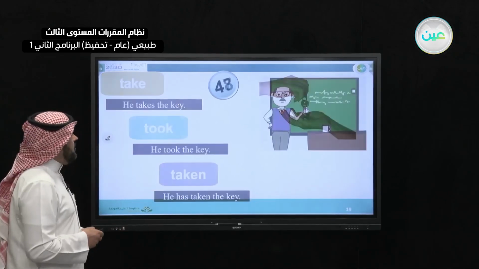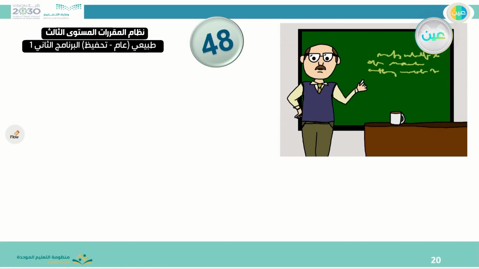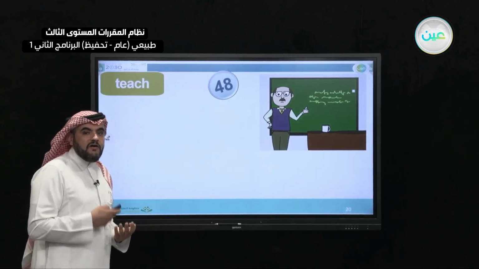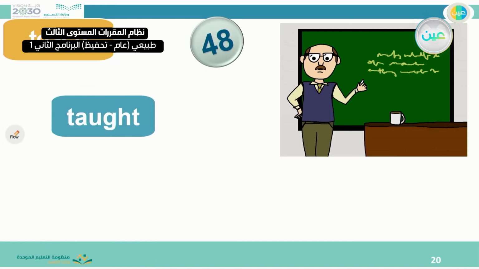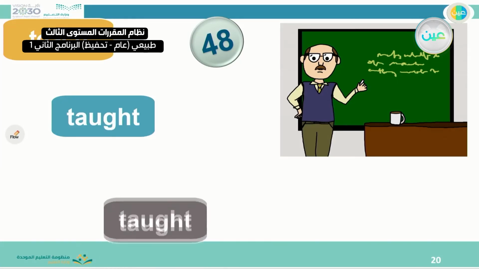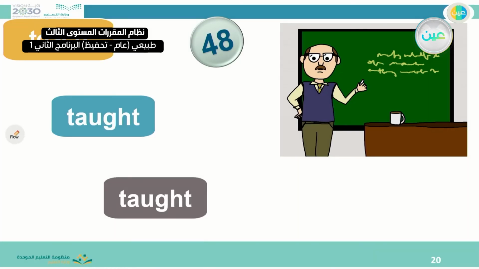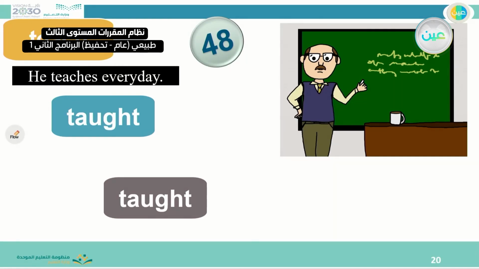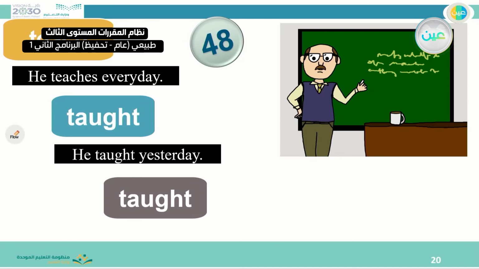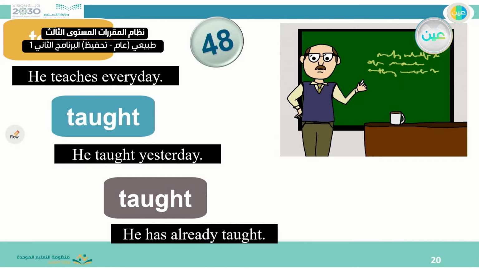Okay. And now this is a teacher, and at this moment, if you describe this picture, you say he's teaching. Every day he teaches. Yesterday he taught, and the past participle of teach is taught as well. How can we use it in 3 sentences? He teaches every day, he taught yesterday, and in the present perfect, we say he has already taught.